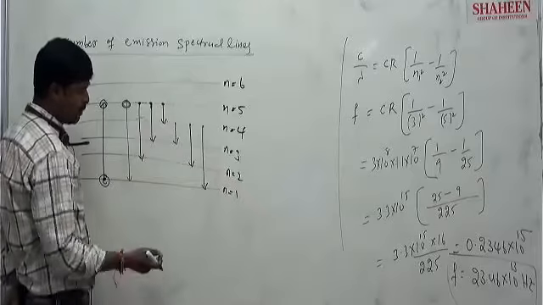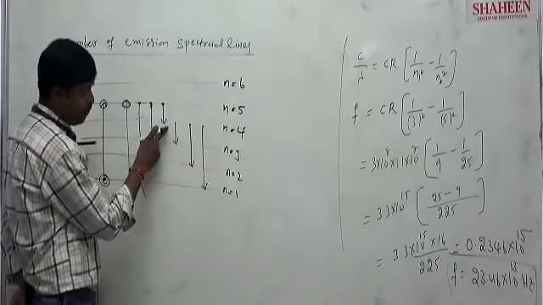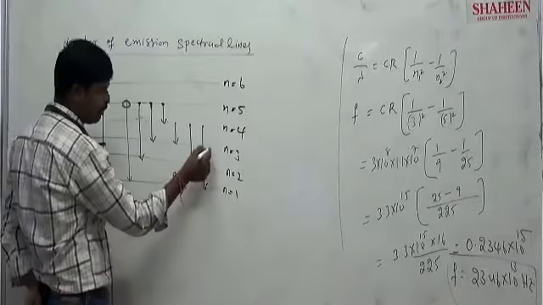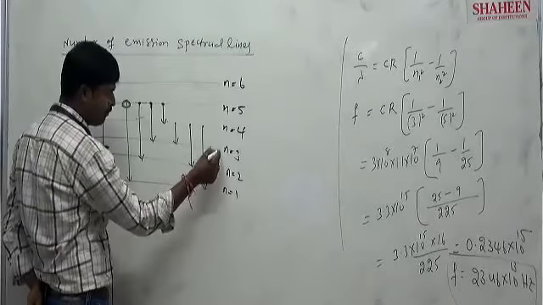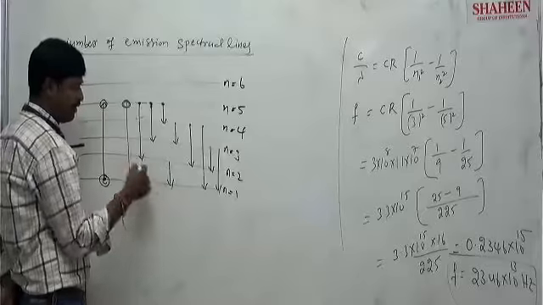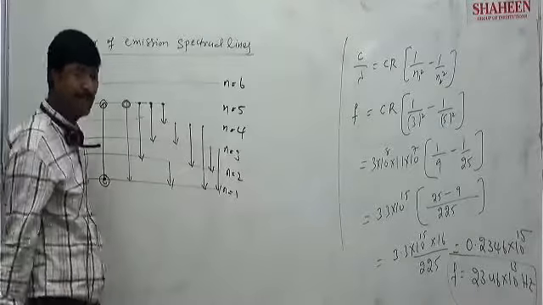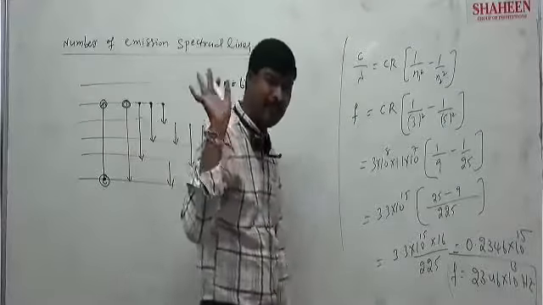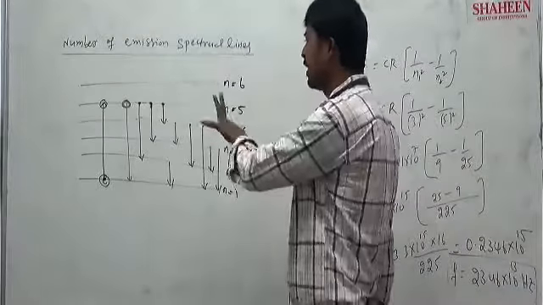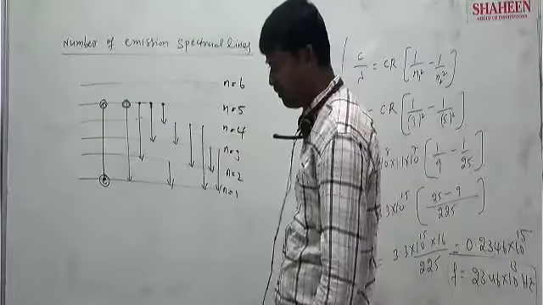Right? Next possibility is what? 4 to 3 to 1 gone. So 3 to 2 also comes, 3 to 1 also comes, then 2 to 1 also will come. So these many spectral line possibilities are there. So how can we count like this, how many can be counted?